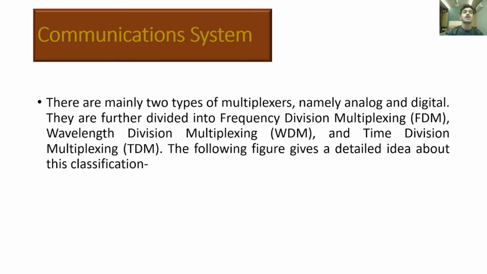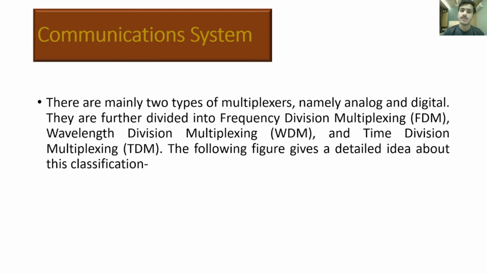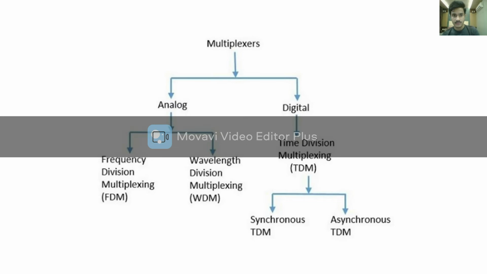Communication system. There are two types of multiplexers, namely analog and digital. They are further divided into frequency division multiplexing and wavelength division multiplexing. Time division multiplexing comes under digital multiplexers. Okay, there are two main types of multiplexers, namely analog and digital multiplexers. They are further divided into frequency division multiplexing, wavelength division multiplexing, and time division multiplexing. Let's see the figure of how they are divided.